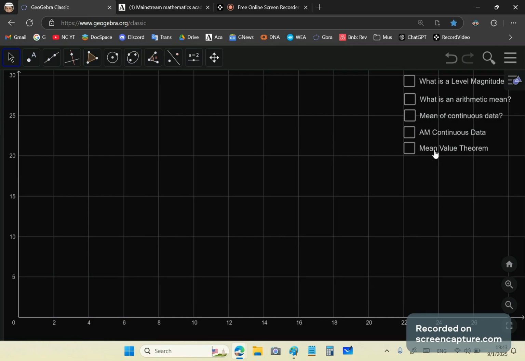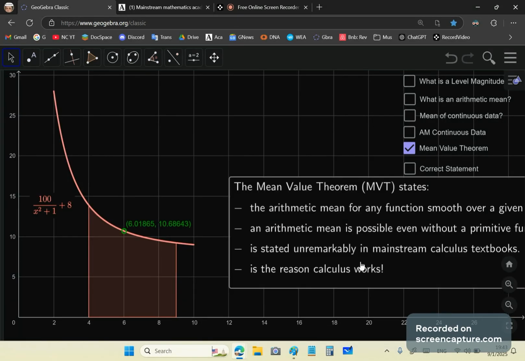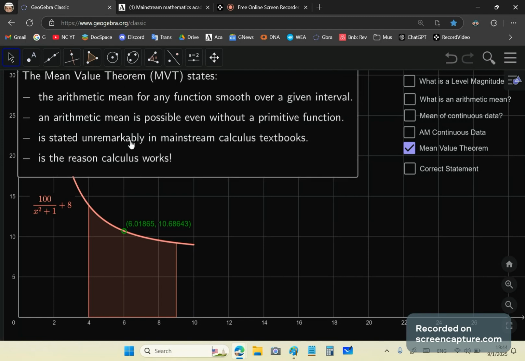Now, let's do a summary here. The mean value theorem states that the arithmetic mean for any function that is smooth, like this one here, okay, any function that is smooth over a given interval is possible, okay? And it's possible even without a primitive function, as long as this function is smooth.